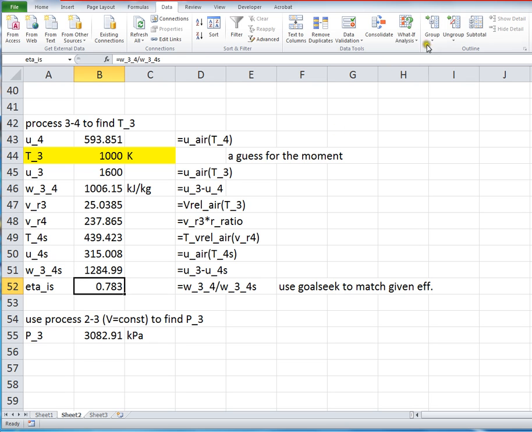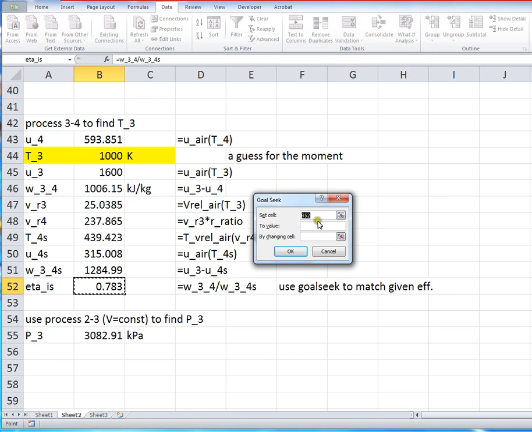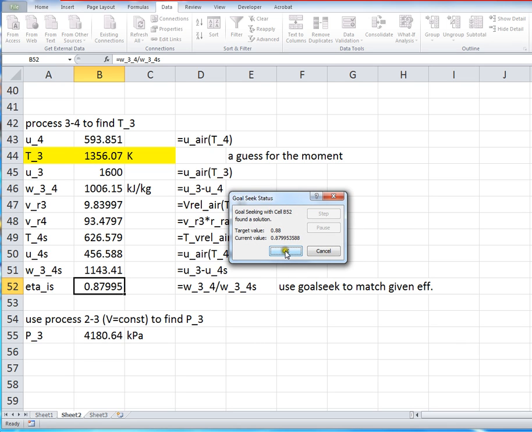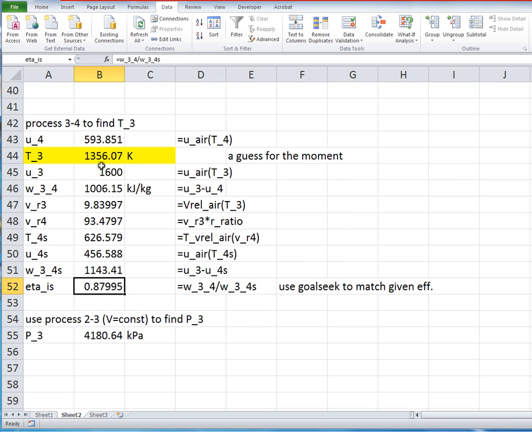So we can do that. Let's do that now. We go to the Data tab. We go under the What-If Analysis, find the Goal Seek, and we want to set that cell equal to what value? It's supposed to have a value of 0.88. And to get that value, we're going to change this cell, which one? T3. We want to change T3 until this value is equal to 0.88. So again, very quickly, Goal Seek is able to tell us the answer: you wanted 0.88, I got 0.87995, how's that? And it's close enough. It tells us that temperature T3 has to be 1356.